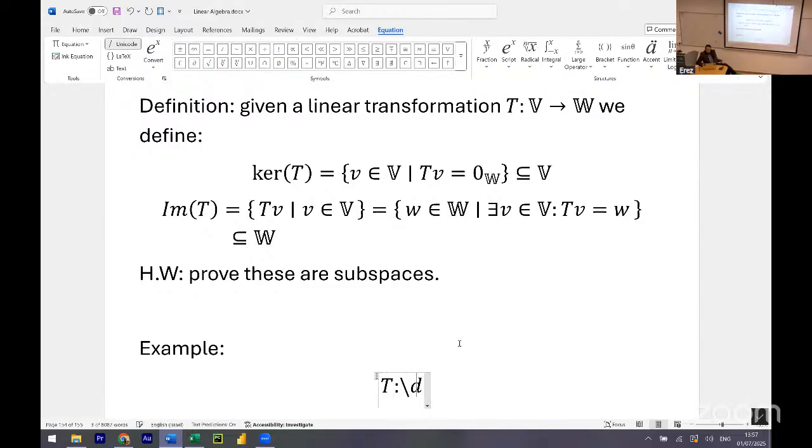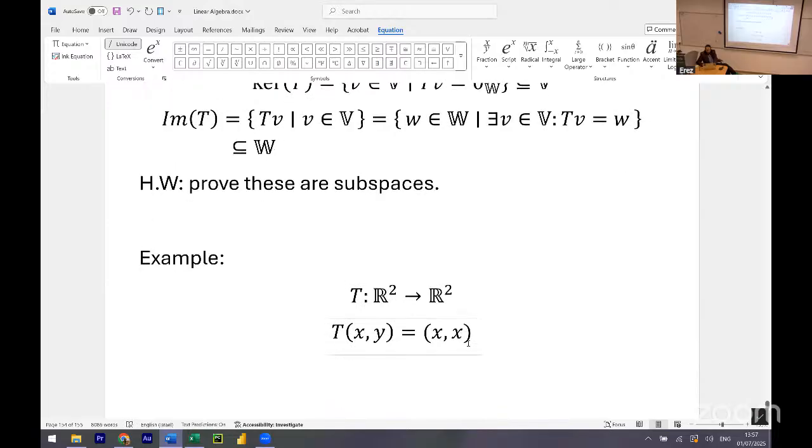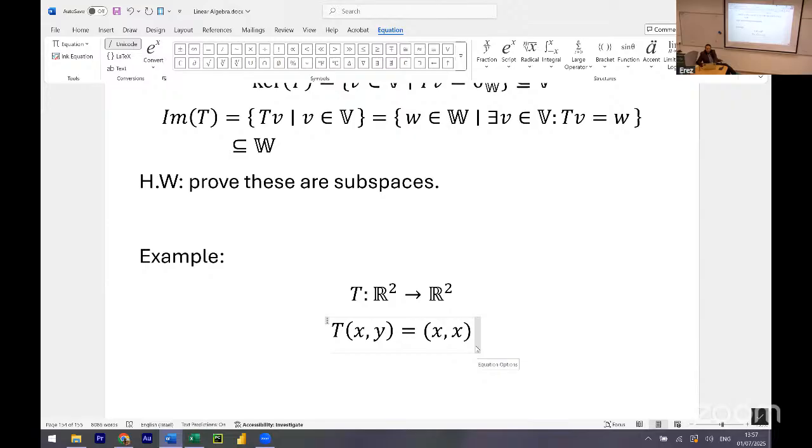Say T is from R squared to R squared, such that T(x,y) is (x,x). I've tried to choose an easy enough example that you can see the kernel and the image easily. What is the image of T? It's the span of (1,1). Do you agree, Thomas? Yeah, it's not all of W. All of the vectors that come out of the function are of the form (x,x). Agreed? What is the kernel?